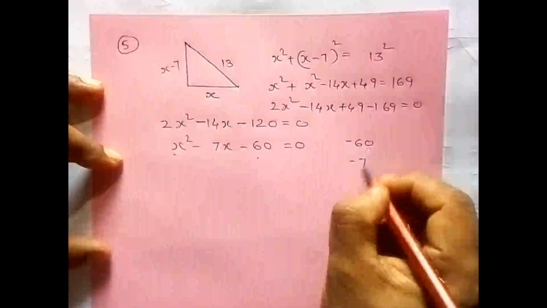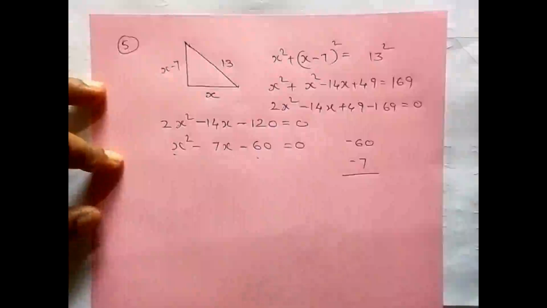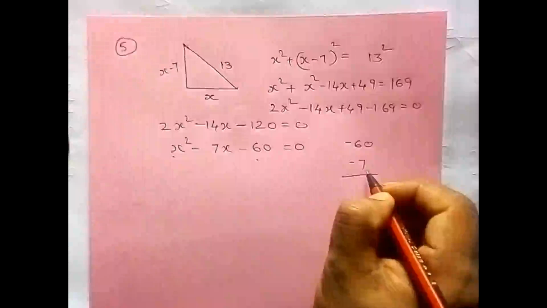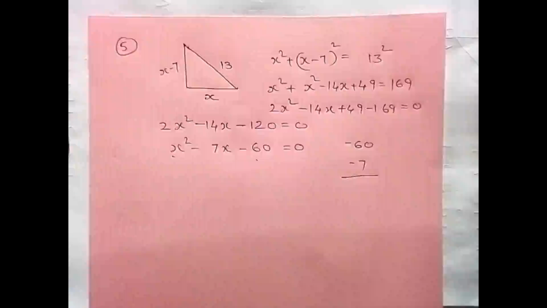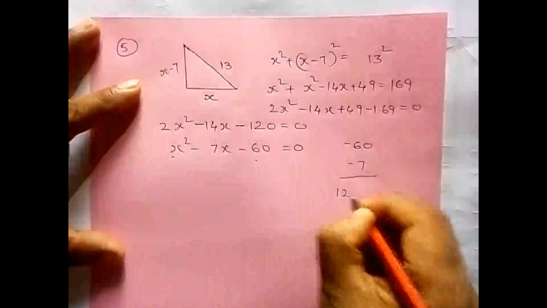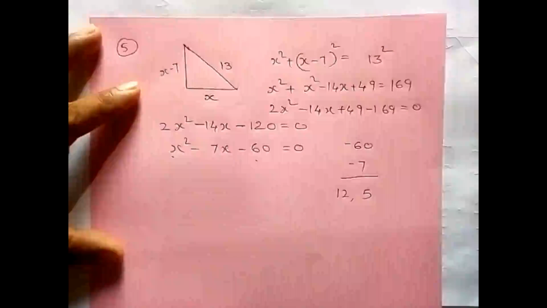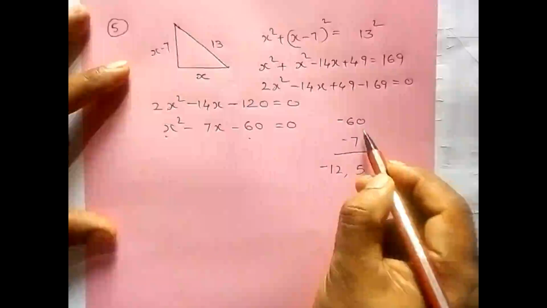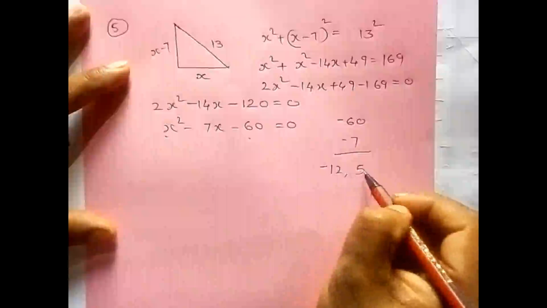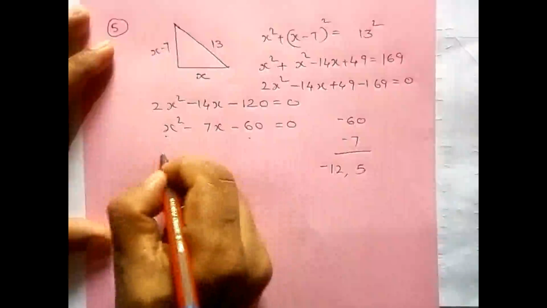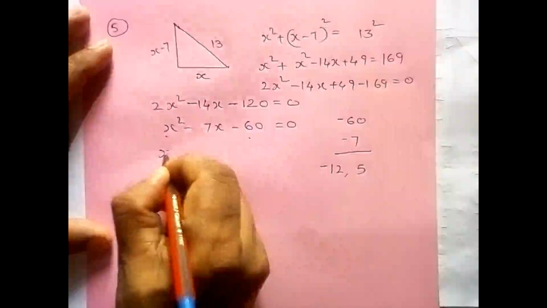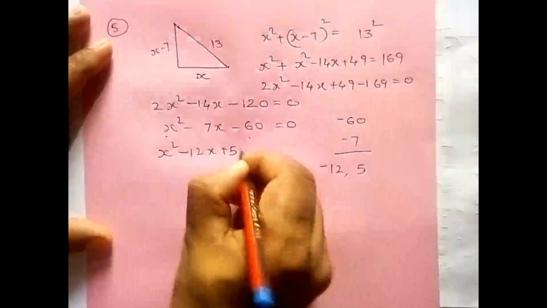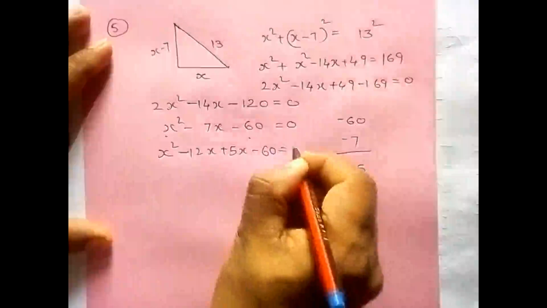So we have to find two numbers whose product is minus 60 and sum is minus 7. Product is minus 60 means one is positive and another one is negative. So the difference is 7 here. Yes, the numbers 12 and 5 will satisfy the requirement. So minus 12 and 5, product is minus 60 and their sum is minus 7. So I can write this as x square minus 12x plus 5x minus 60 equal to 0.